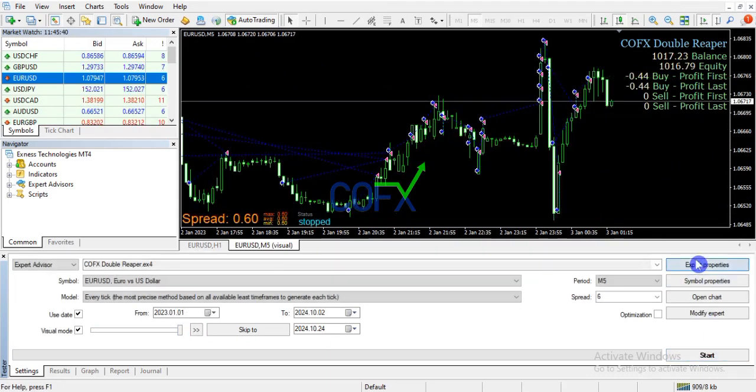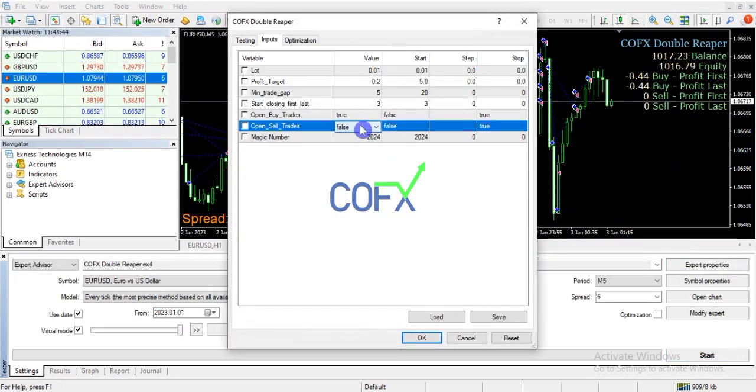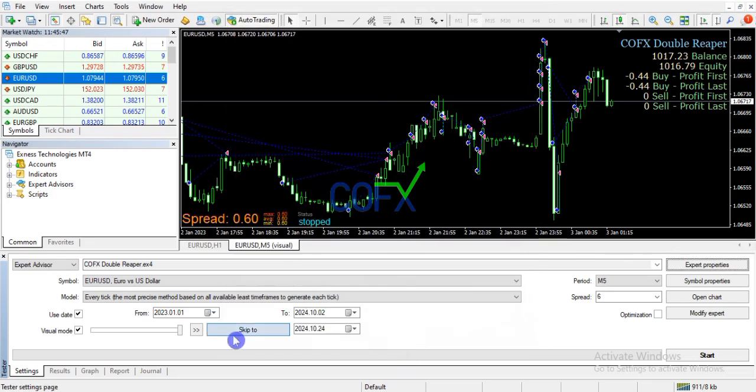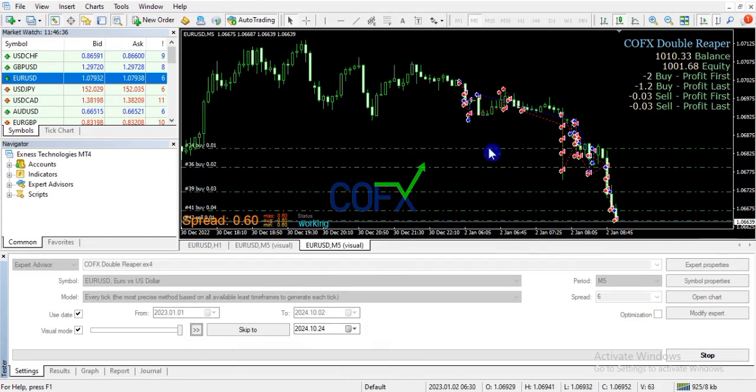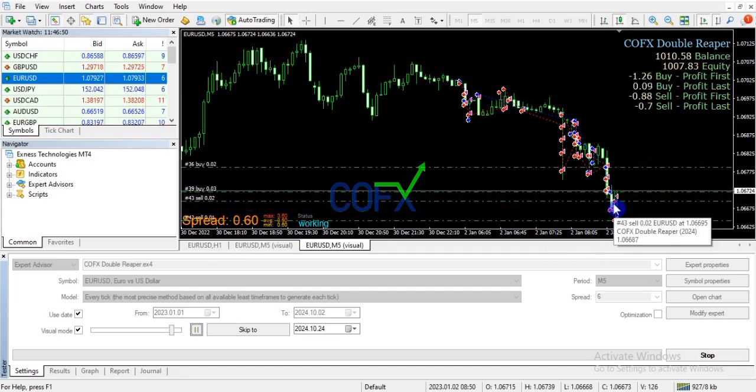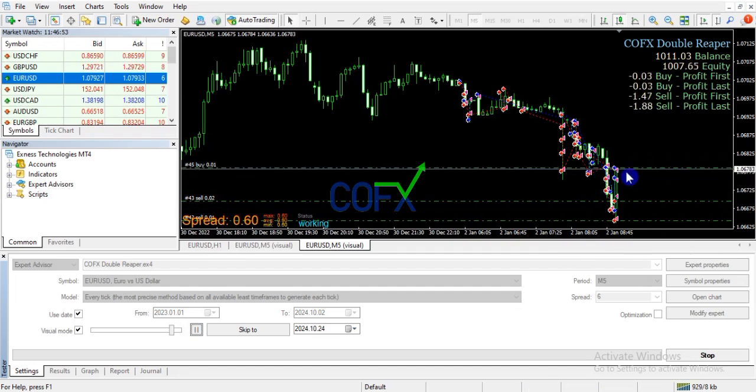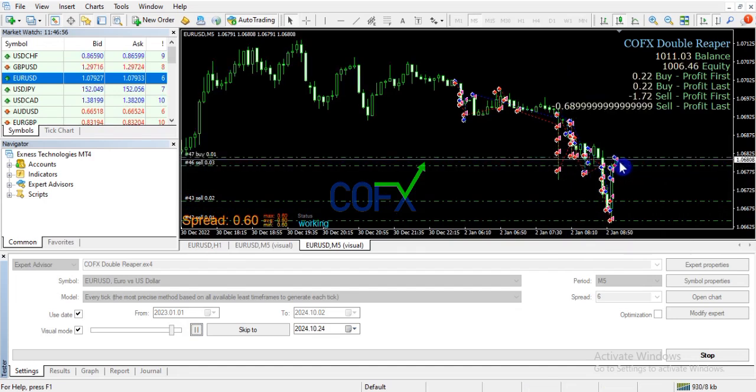Okay, let me show you. If you actually do buy and sell, you'll see that both buys and sells will be opening at the same time. As you can see, sell trades are opening now. Like now we have one sell here. If it goes up, see, another sell trade is open. When the buy is closed, you see the sell trade is still open.